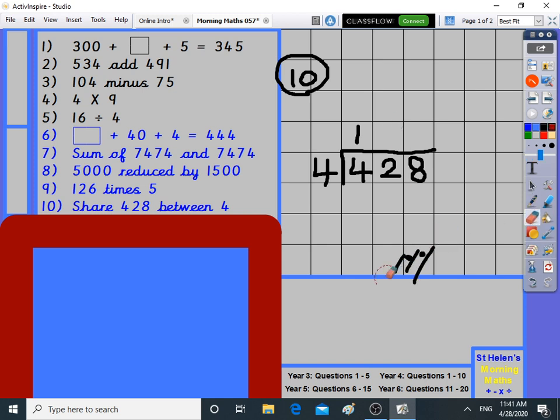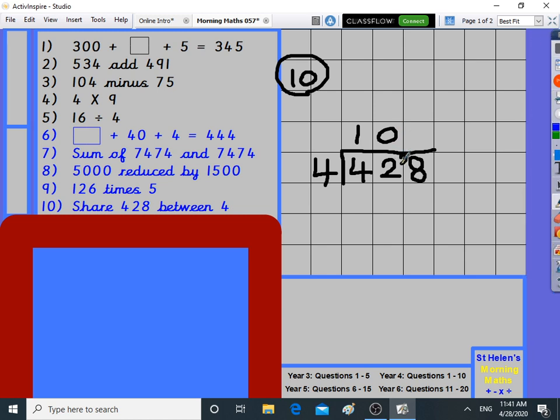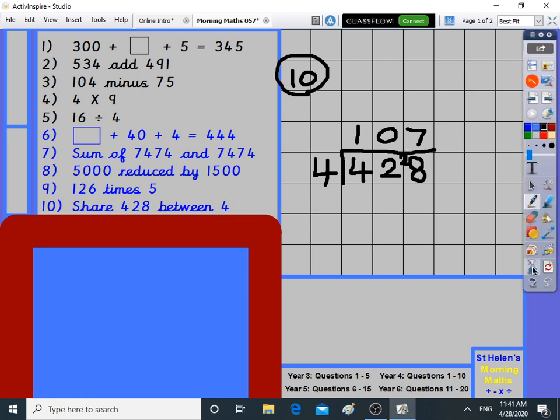I'm supposed to be crossing that out. I could just rub it out, couldn't I? Doesn't work. That means we didn't use any of the 2, so we carry it on. How many 4s in 28? We can sing how many 4s in 28 if you know your times table songs, which I know you do. I'm going to sing 4s, count on my fingers and stop when I get to 28. 4, 8, 12, 16, 20, 24 and 28. My fingers are telling me it's 7. I'm pretty sure it is 7. So 428 shared between 4 is a 107.